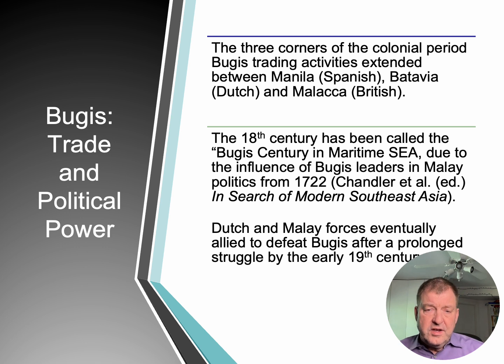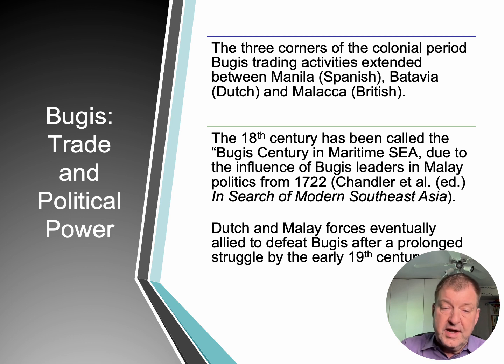So if you think about the region that they traveled through, there were three corners of the colonial period Bugis trading activities. They extended from Manila, that the Spanish controlled eventually because the Philippines would become a Spanish colony, to Batavia, which was going to be modern-day Jakarta, Indonesia, that the Dutch eventually are going to control, and Malacca, which by the time the Bugis are most active in the late 17th and 18th century, the British are controlling. But the 18th century is considered to be the Bugis century within maritime Southeast Asia because of their influence and trading reputation. Although they didn't control, as I said, any great political territory, they had influence over others because they're great traders.